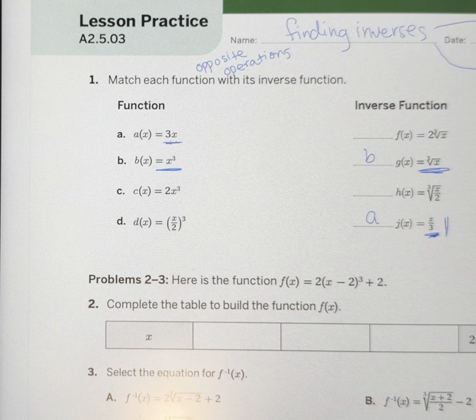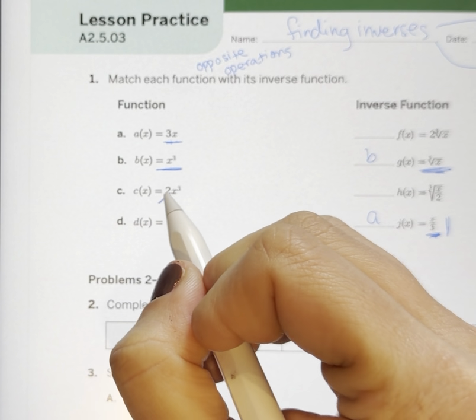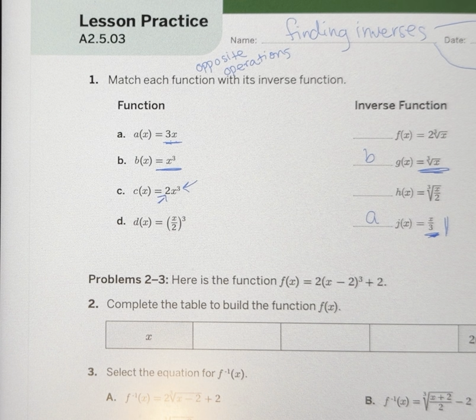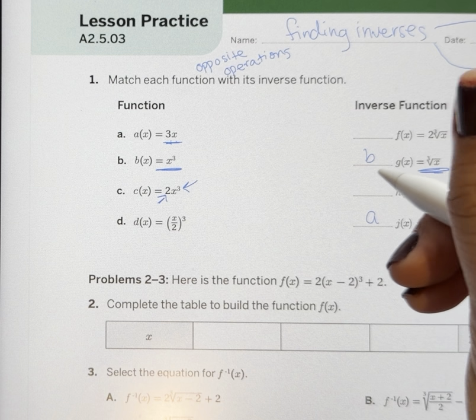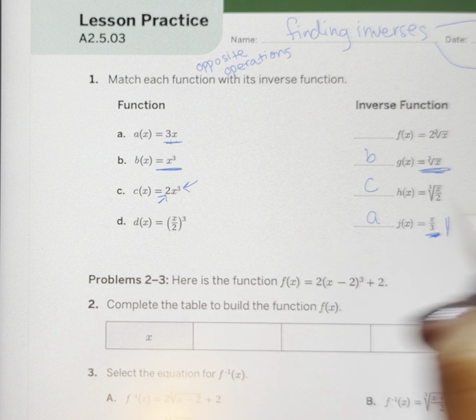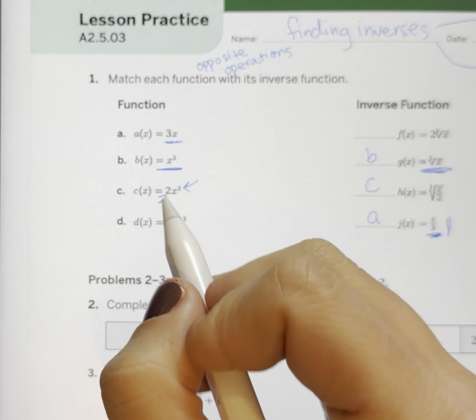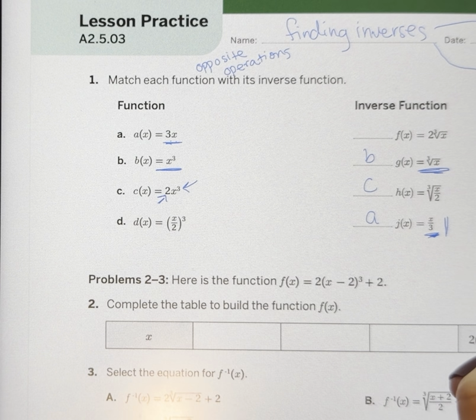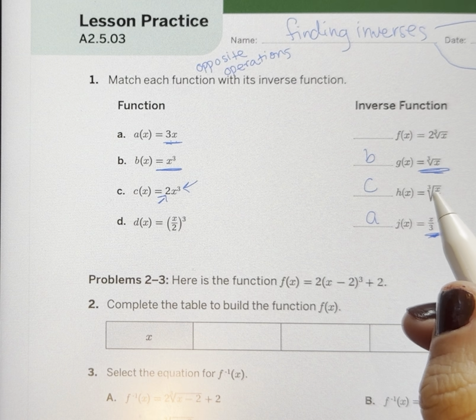Now let's look at these double ones. This one had a 2 times, but it also had a cube. So we should see a divided by 2, and we should see a cube root. And it's this guy right here. Do you see what I meant by when it gets more complicated, it's less predictable? I find it a little unpredictable that the 2 was outside of the cube here. However, in the inverse, the 2 is with the cube root.